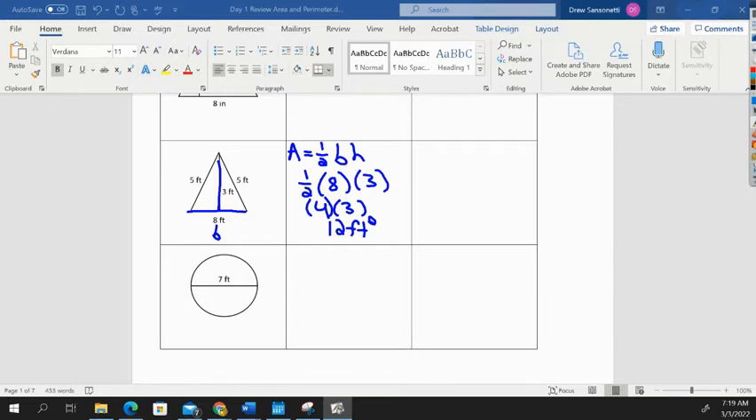So the outside, there's only 3 sides. There's a 5, and an 8. So we'll say 5 plus 5 plus 8. We're just adding up all the outsides. 5 plus 5 plus 8 gives me 18. And we'll say 18 feet.